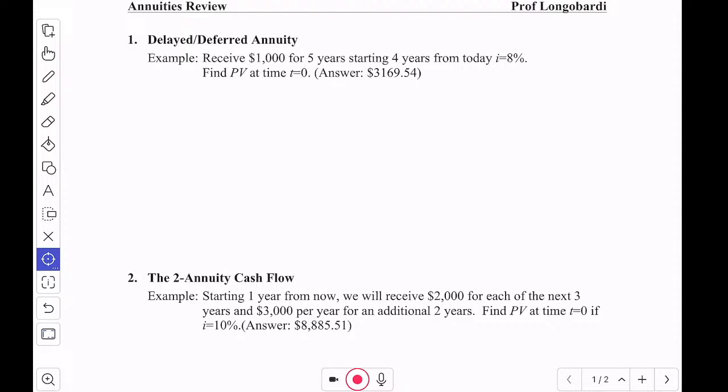For 5 years, you'll be able to receive $1,000, but the payments begin in 4 years. What is the current value of this stream of cash flows? So if this was a deal, what would you be willing to pay for that deal? This is my timeline.